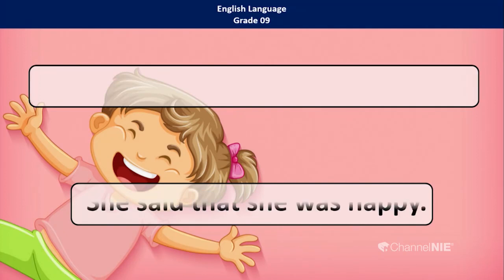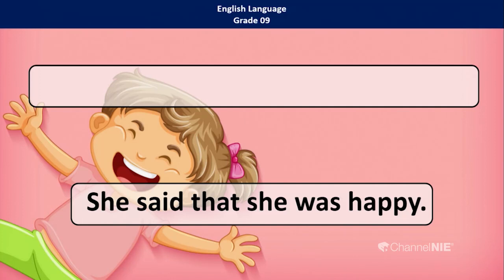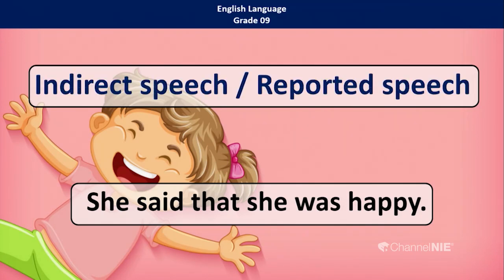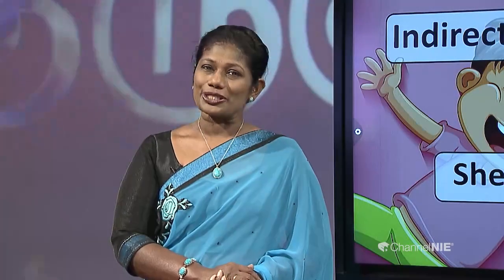Then, she said that she was happy. This is how I reported what Ms. Niranji told me. She said that she was happy. There was a change in the tense as well. This is called indirect speech or reported speech. What do you call that, Ms. Niranji? This is indirect speech or reported speech. Right. Now, we are going to get rid of the confusion we had in the beginning of the lesson. Of course, now I understood.